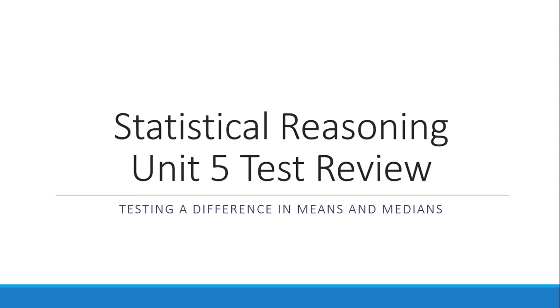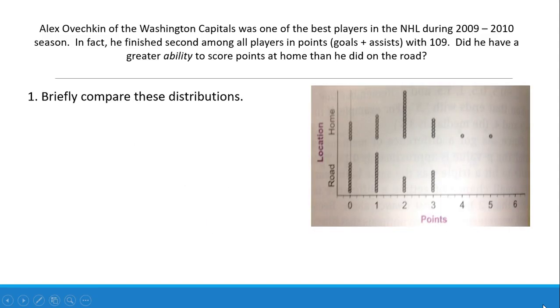Today we will review for the Unit 5 test. Alex Ovechkin of the Washington Capitals was one of the best players in the NHL during the 2009-2010 season. In fact, he finished second among all players in points with 109. Did he have a greater ability to score at home than he did on the road?